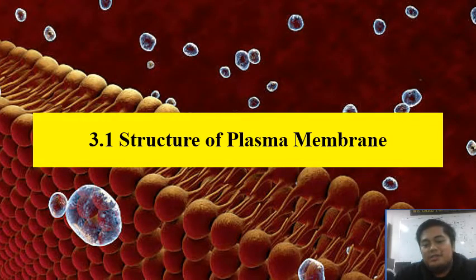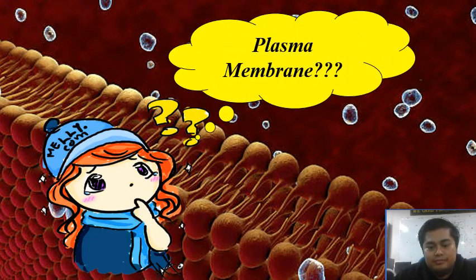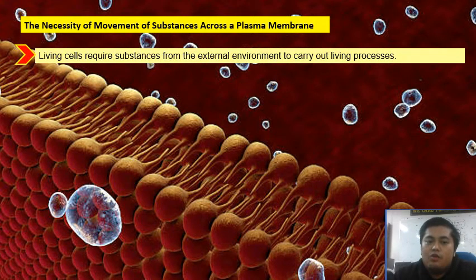So, structure of plasma membrane. So what is plasma membrane? So the necessity of movement of substances across a plasma membrane. Why is it important for us to have the movement of the substances to move across the plasma membrane?